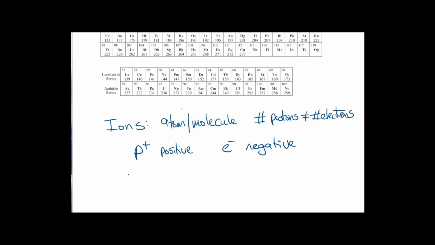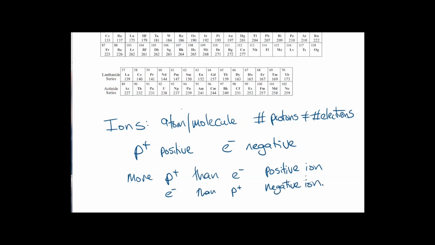So if there are more protons than electrons, it is a positive ion. And conversely, if there are more electrons than protons, it's a negative ion. So ions are only ions if there is a different number of protons and electrons. If the number of protons equals the number of electrons, it has no net charge, it has a neutral charge. It's not technically an ion, it's just an atom or a molecule.